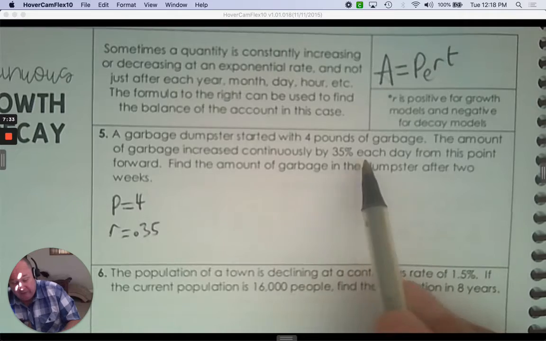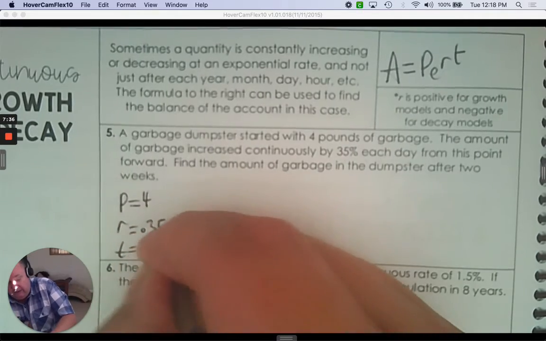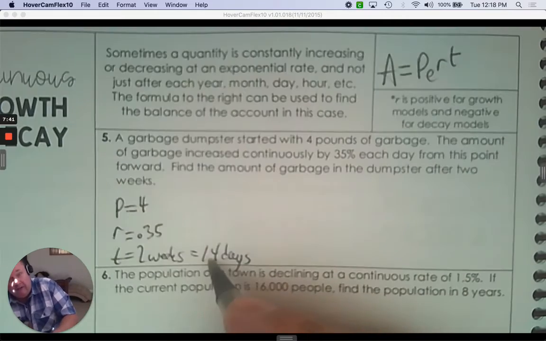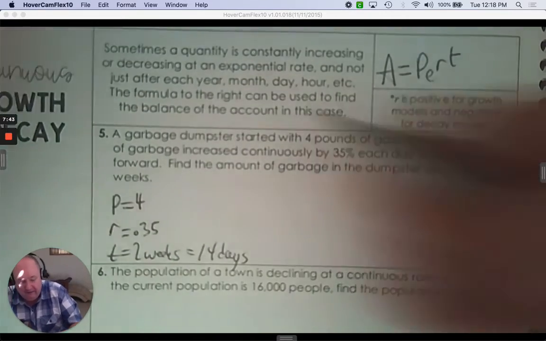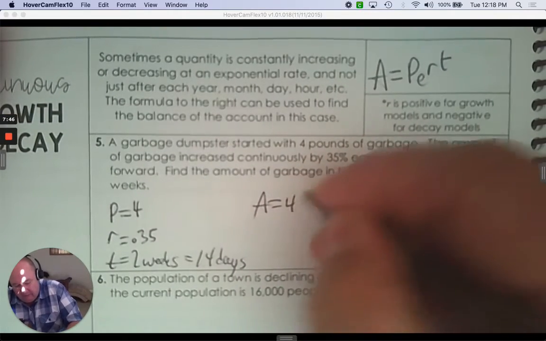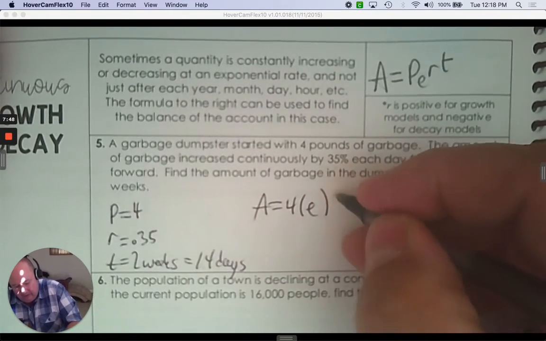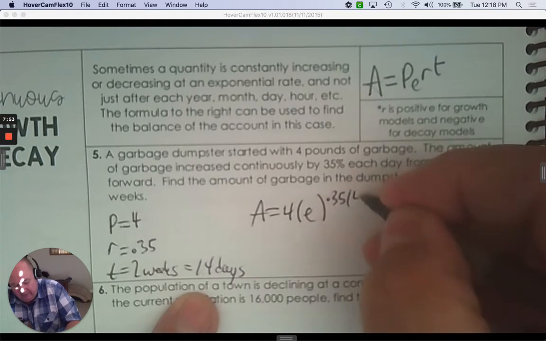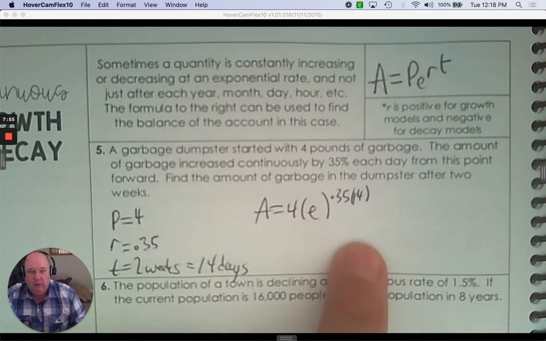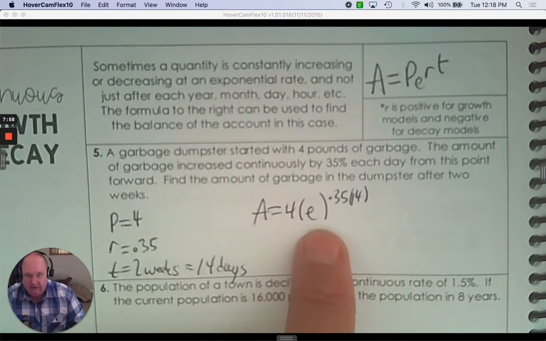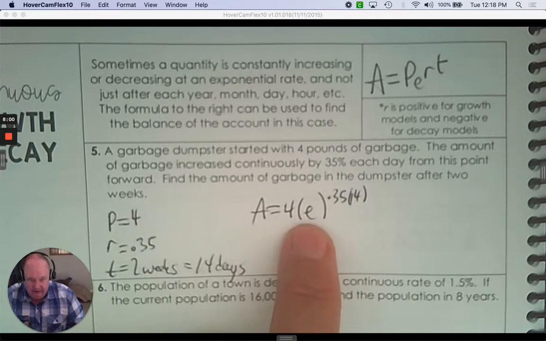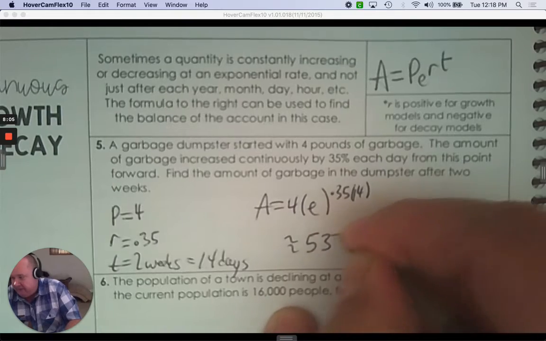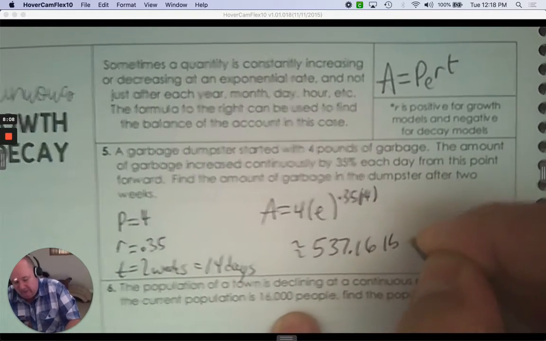So 35% each day. So 2 weeks, we really have to do it in days. So that's why we're going to use 14. So 2 weeks is 14. So the formula then is 4e to the exponent 0.35 times 14. I wonder if you know where the number e is in your calculator. So it's 4 times e to that exponent. And if you put that in your calculator, it's 537.6 pounds.